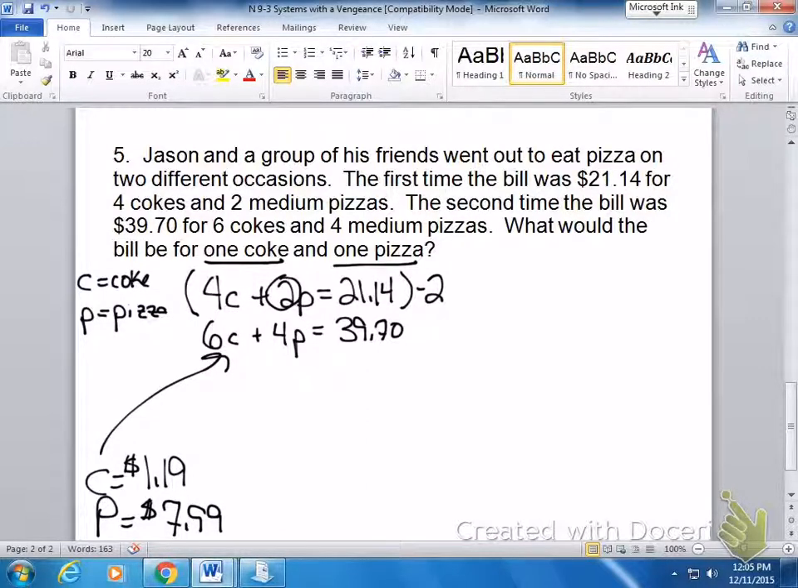But that's not what they asked for. They want to know how much a pizza plus 1 Coke costs. So $7.99 plus $1.19 gives us our total of $9.28, which is our final answer.